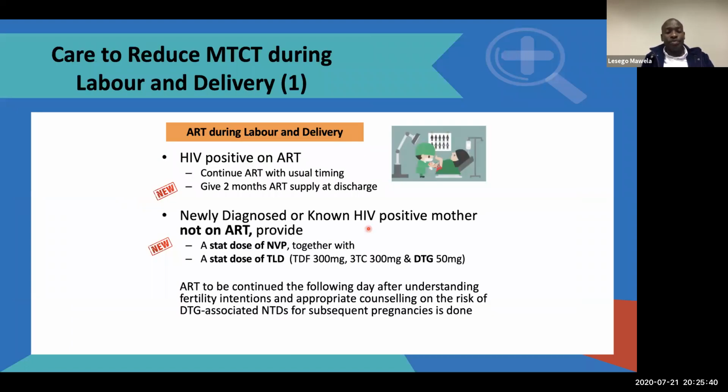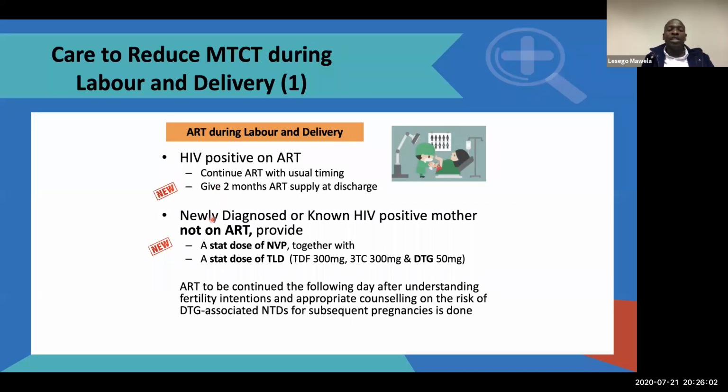So this is again a summary to say at delivery and labor, if the mother is positive and on ART, she must continue her ARVs as prescribed. And then when she goes home, we want to give her at least a supply. She must have enough so that she doesn't run out of stock. 2 months of ARVs at that point in time.